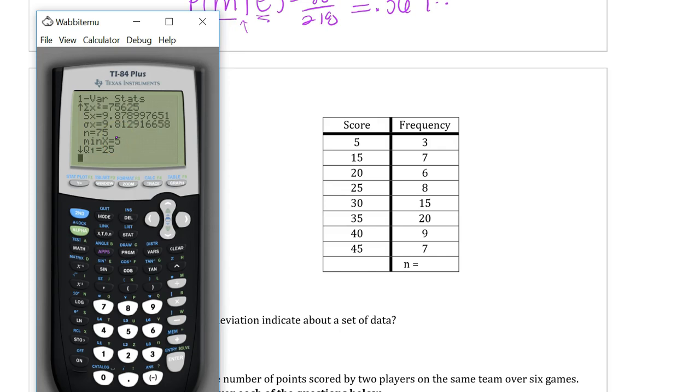Lastly, they ask you for your quartile information. So Q1 is listed right there. That's your 25th percentile. Median would technically be like Q2. That's where your 50th percentile is. Q3 is 35. And then there's your max.